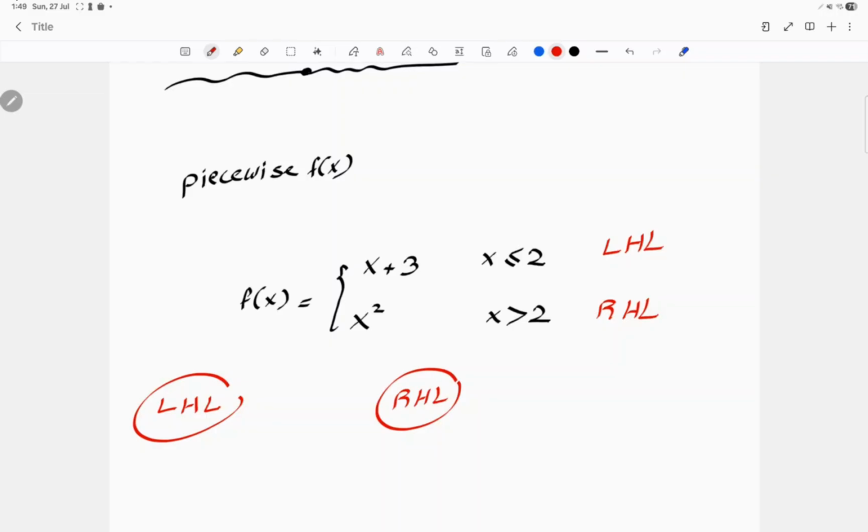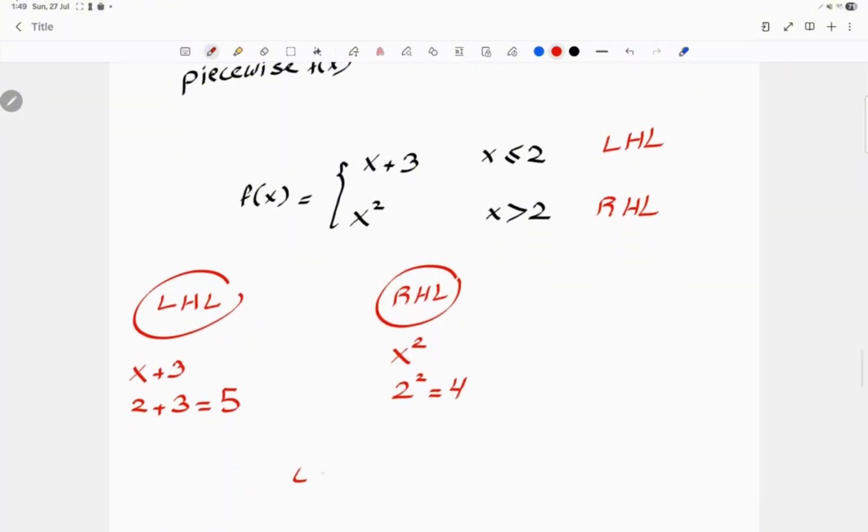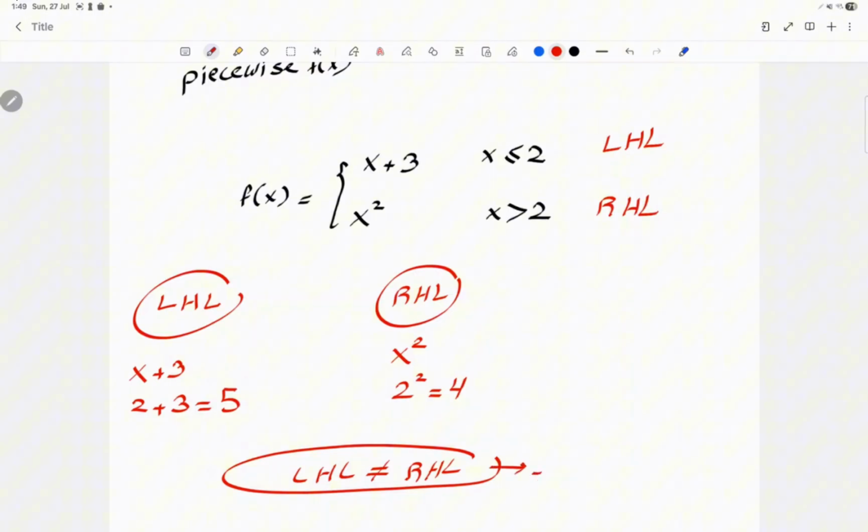I can help. Okay, so look, for the left-hand limit, we're going to do x plus 3, but instead of the x, put 2. So you're going to say 2 plus 3, which equals 5. For the right-hand limit, it's going to be x squared, but instead of x, put 2. So 2 squared is equal to 4. So the left-hand limit is not the same thing as the right-hand limit. If that's the case, the limit does not exist.